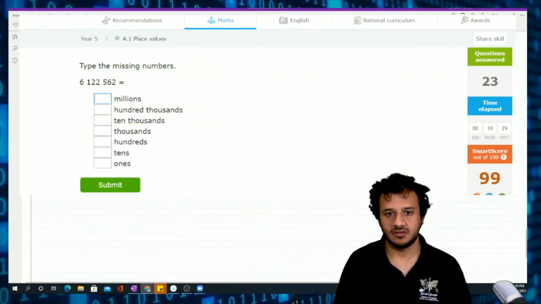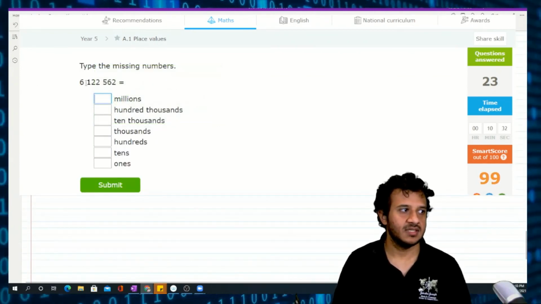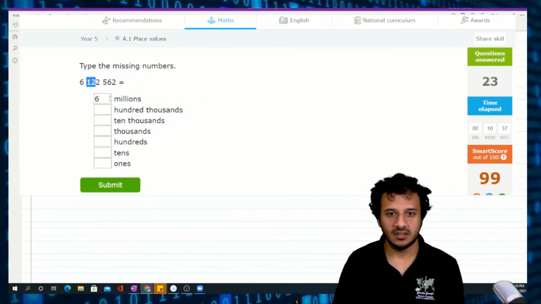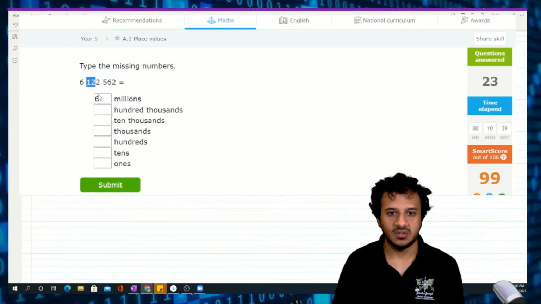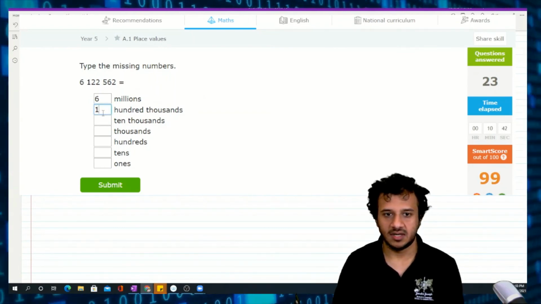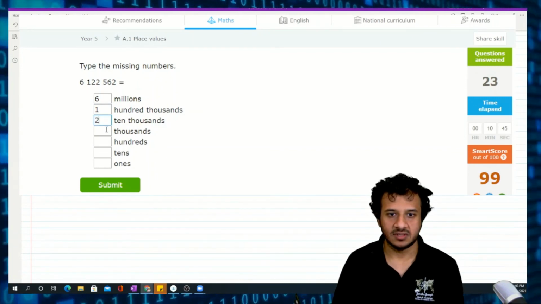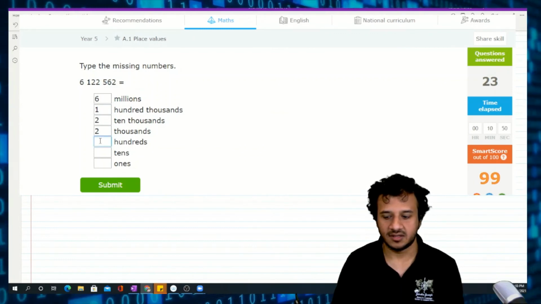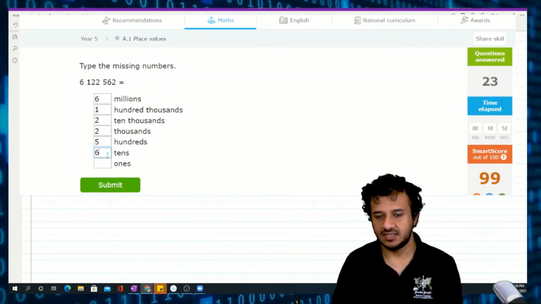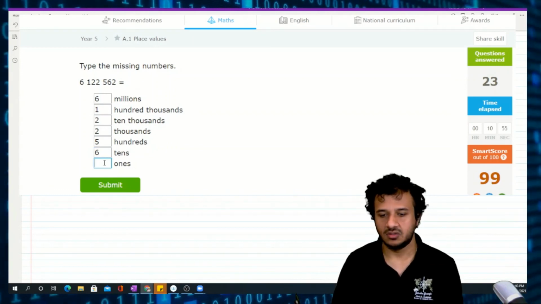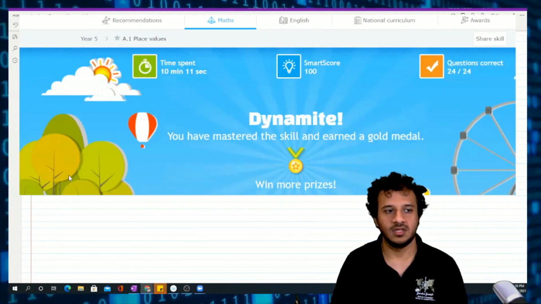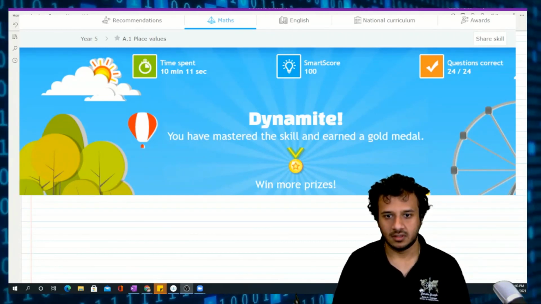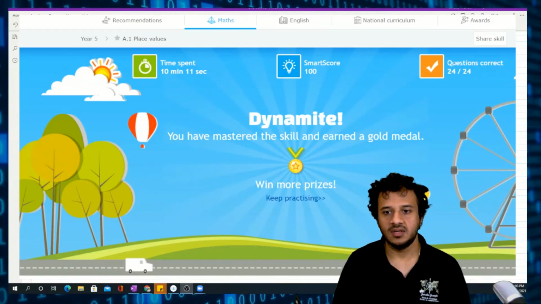And then the last question. Let's read it. 6 million. How many millions are there? 6. 122,000. How many 100,000s are there? 1. 2 10,000s and 2 thousands. 562. How many hundreds are there? 5 hundreds, 6 tens, and 2 ones. And that's how we finish the task of Year 5 A1 place values.